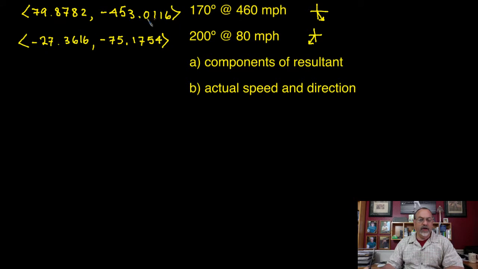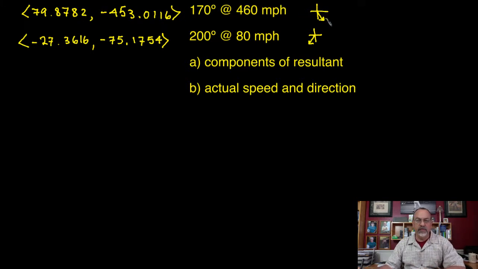So having done those calculations, I come up with the components of the airplane as 79.8782 and then negative 453.0116. Now, I went all the way out to ten thousandths place here because I'm going to be using these numbers in other calculations. So in order to make sure I get a more accurate answer at the end, you should go out at least 4 decimal places in these intermediate calculations.